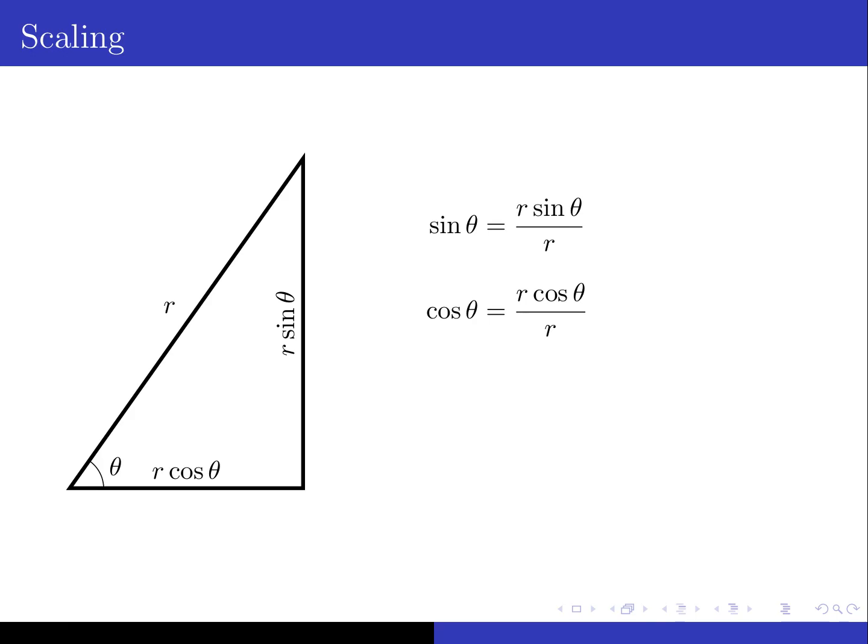Now, on the previous board, we already derived that the tangent is the ratio of the sine and the cosine. And if we throw some r's in, we get your memorized high school definition of the opposite over adjacent.